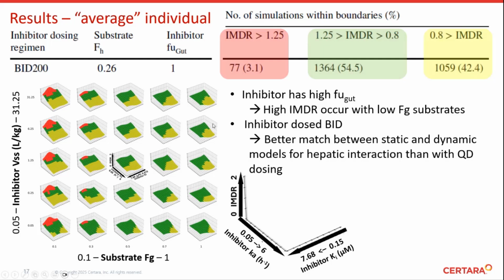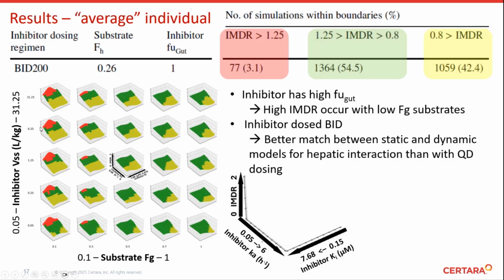So what happens there is that as the peak to trough ratio is narrower with BID dosing, there is a better match between the static and dynamic models for the hepatic interaction than with the QD dosing. But still there are scenarios where the yellow areas appear. Whereas with the gut wall metabolism, the red areas, where we are predicting more interaction with the dynamic model, will be more prominent than in the QD dosing scenario.